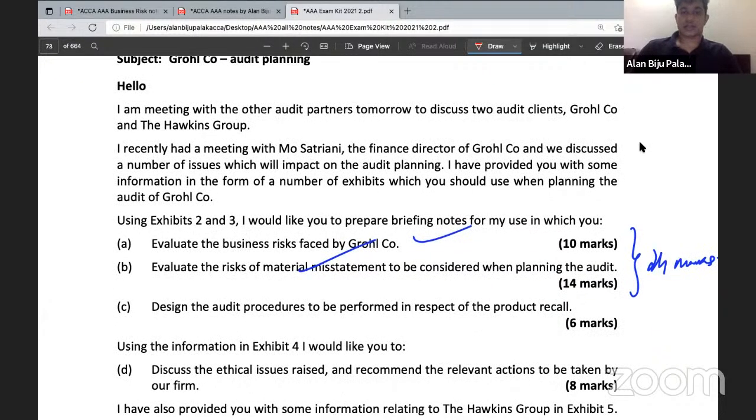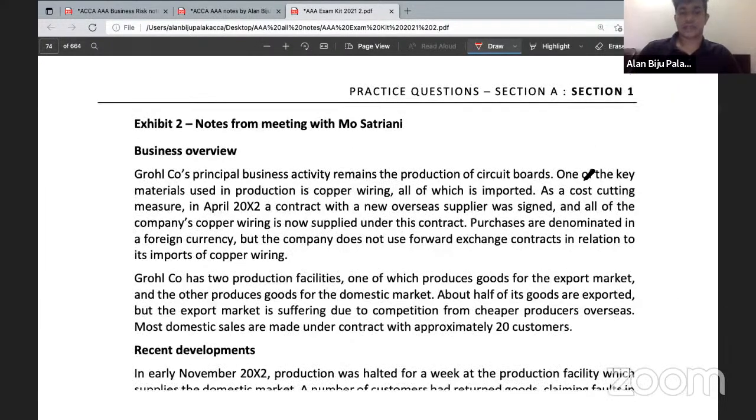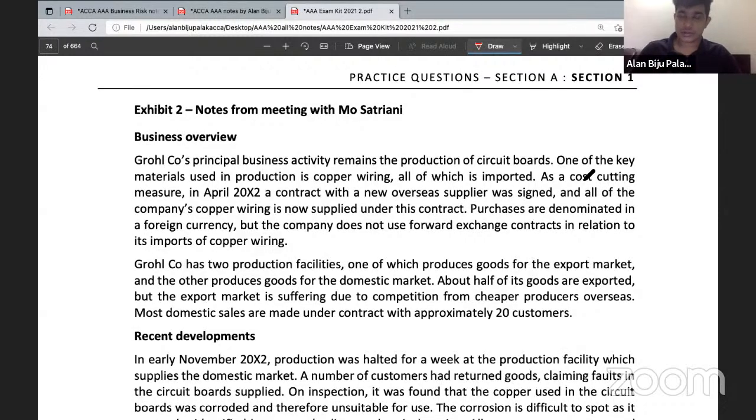Using Exhibit 2 and 3, I would like you to prepare briefing notes for my use in which you evaluate the business risk faced by Groll, evaluate the risk of material misstatements to be considered when planning the audit, and design the audit procedures, and so on. So we'll be considering the first two requirements here, and we haven't got any other points from this area. And now we are moving directly to the scenario. So this is the main scenarios area. And from here, we will be finding out both the business risk and the risk of material misstatements. So let's start with the first paragraph.